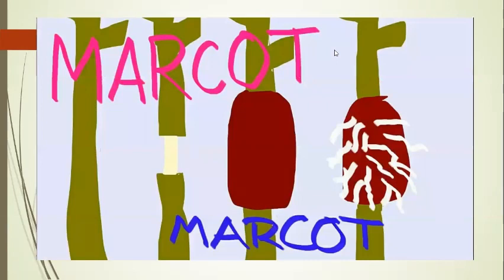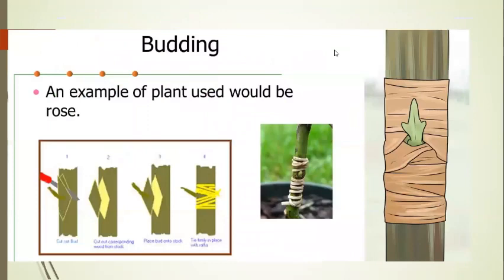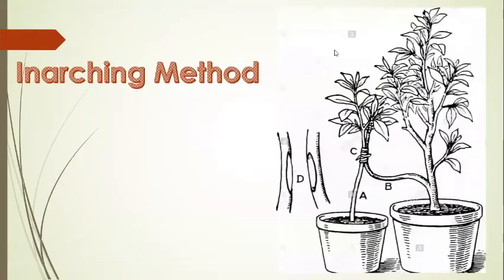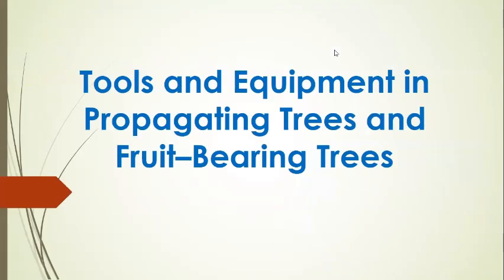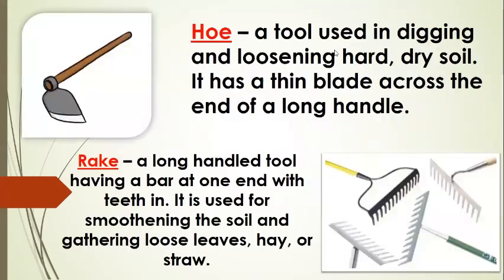And the marcotting, we've talked about that already. Same as budding. This is an example of budding. Inarching method is more or less the same as grafting. You're going to join two plants by their stems, and you're going to wrap that to have a new plant.